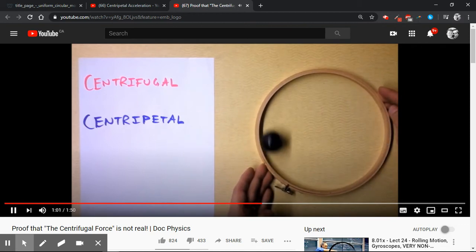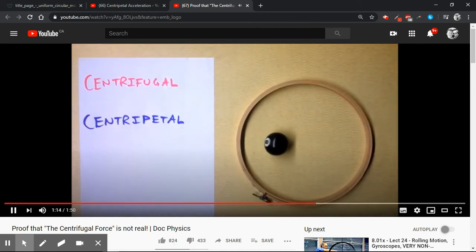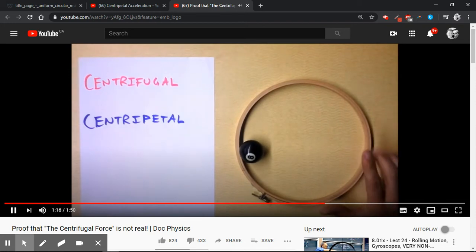And the ball, I think, just wants to. So it's going off at What? a tangent. It wants to go in a straight what? It wants to go in a straight what? Why does it want to do that? Why does everything want to do what it has been doing? This is Newton's first law.